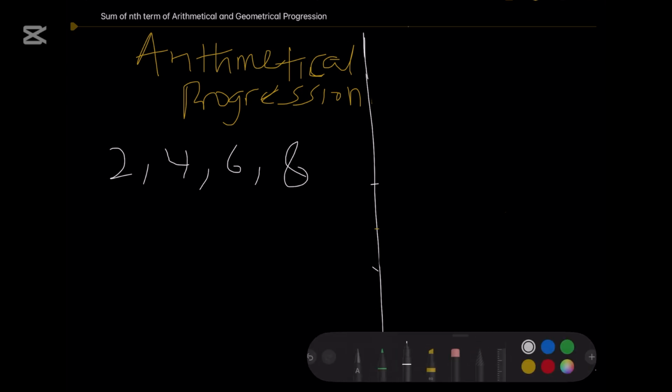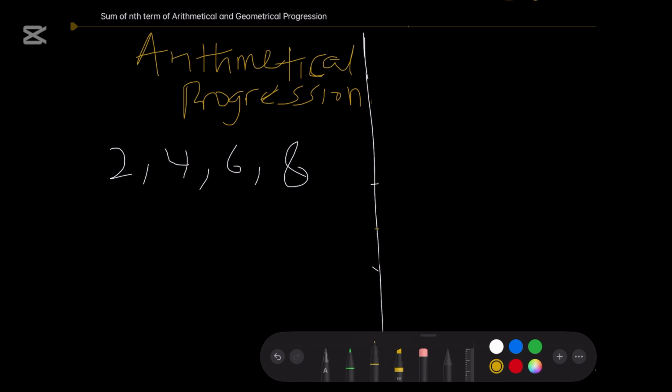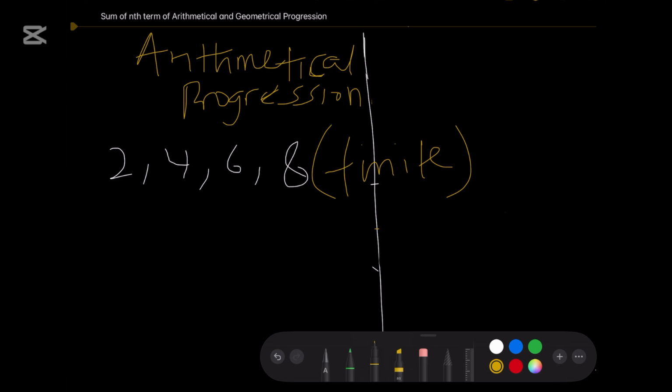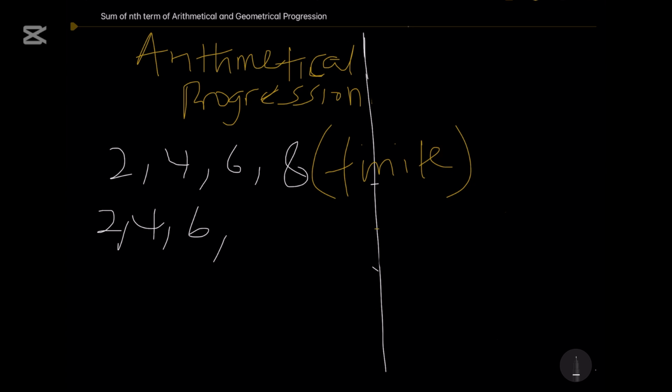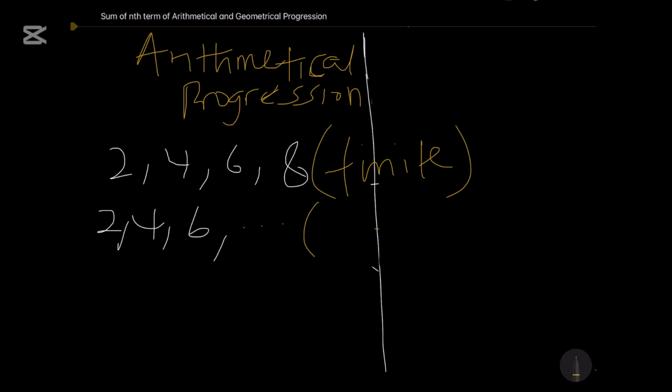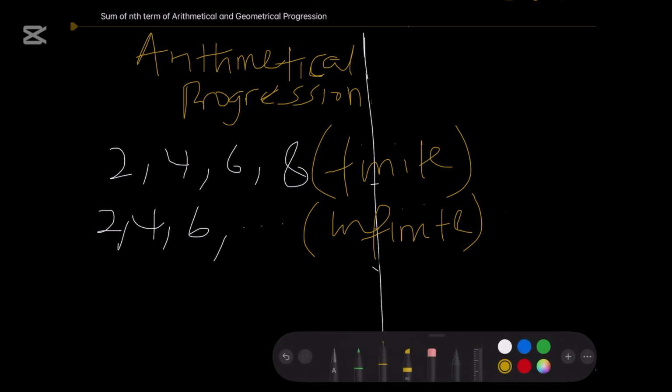So we call this a finite AP, and then we call this, for example, we have 2, 4, 6, and then we have 3 dots immediately after it. We call it infinite AP. So we call it infinite AP.